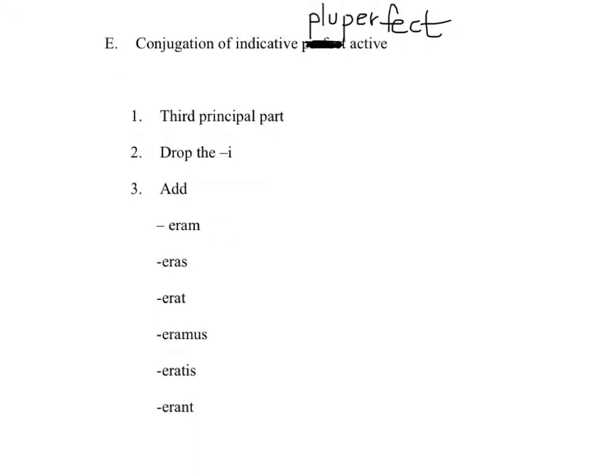Next would be the conjugation of the indicative pluperfect active. In every lesson I like to have at least one typo, and there's your typo that I had to cross out. I put perfect, but I meant pluperfect. Again, this pattern is very easy. You take the third principal part, as you do for the perfect, the pluperfect, and the future perfect always. You take the third principal part. For your paradigm, you take dixi. That's what's written in the dictionary. That's the lexical entry. You get rid of the I, and then you add eram, eras, erat, eramus, eratis, erant.